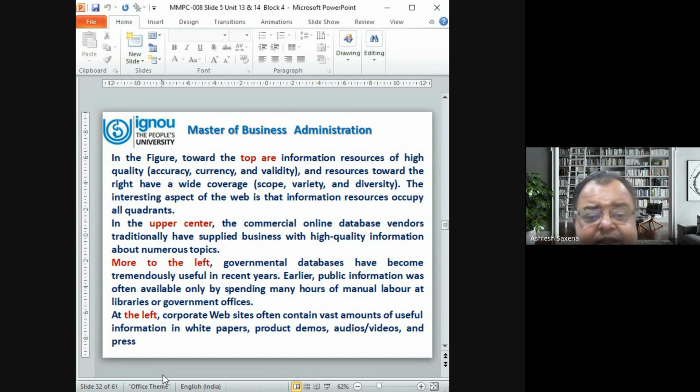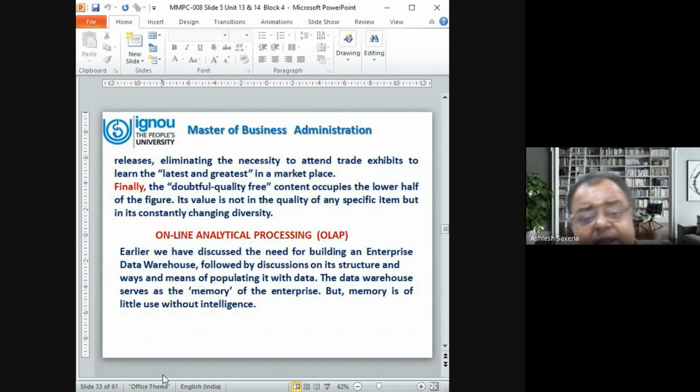The interesting aspect of the web is that the information resources occupy all quadrants. In the upper center, the commercial online database vendors traditionally have supplied business with high quality information about numerous topics. More to the left, the government databases have become tremendously useful in recent years. That is why it is spherical. Such public information was often available only by spending many hours on manual labor at libraries or government offices. At the left, corporate websites often contain vast amounts of useful information in white papers, product demos, audios, videos, and press releases, eliminating the necessity to attend trade exhibits to learn the latest and greatest in the market.